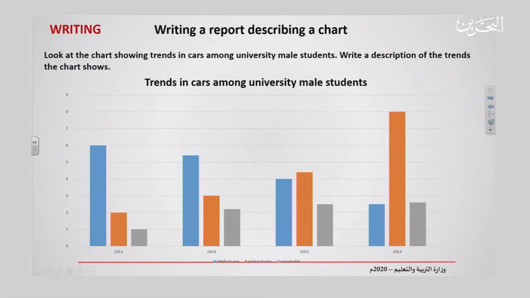Here is a question. Look at the chart showing trends in cars among university male students. Write a description of the trends the chart shows. So as you can see, this is a bar chart. I want you to follow the layout, use the verbs of trends, and try to describe the chart in 3 paragraphs.